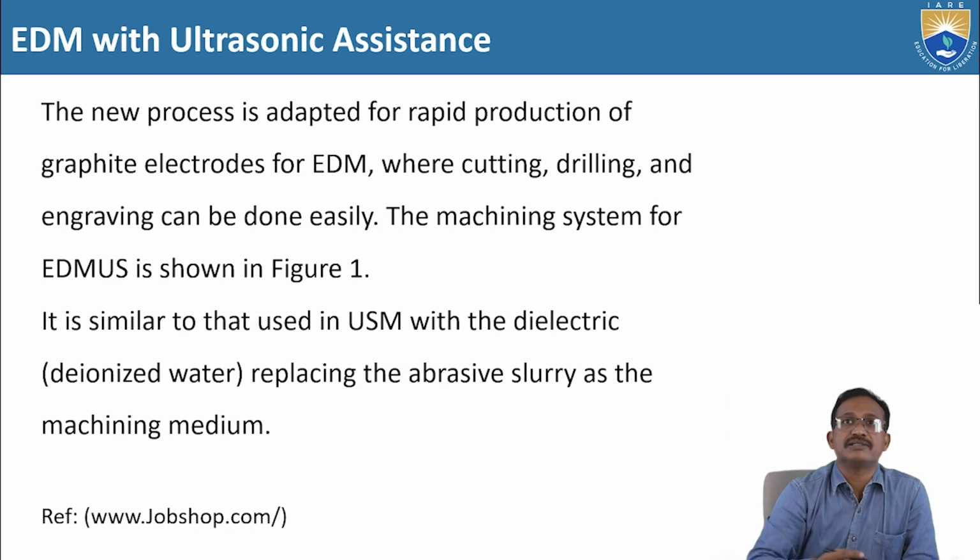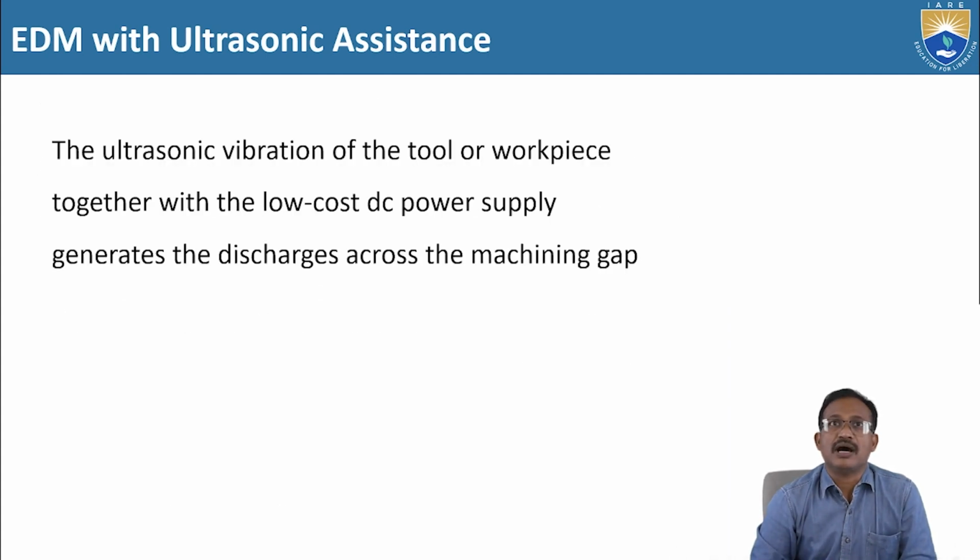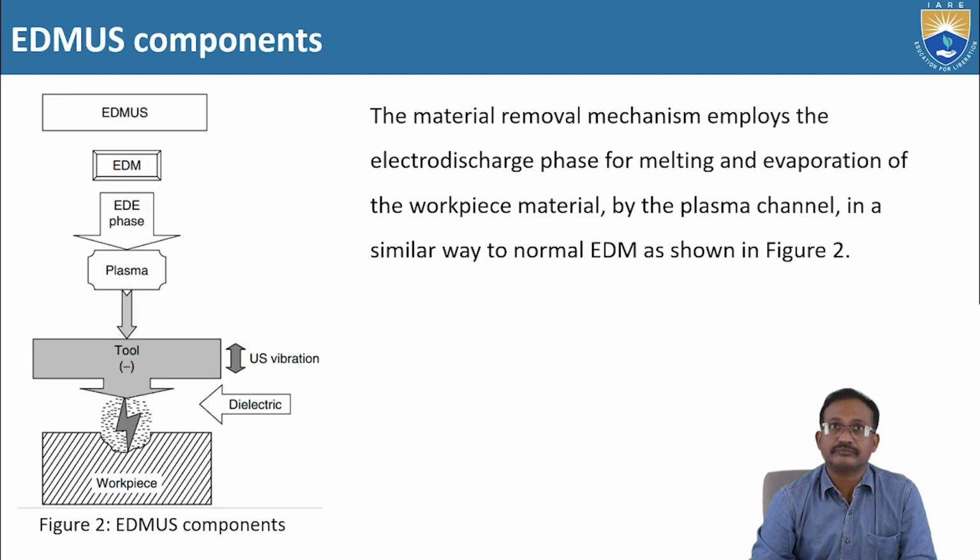The machining components and the systems can be seen in the figure of EDMUS. It is similar to that of USM, with dielectric replacing the abrasive slurry as the machining medium. The ultrasonic vibration of the tool or workpiece together with the low cost DC power supply generates the discharges across the machining gap. Here are the components of EDMUS.